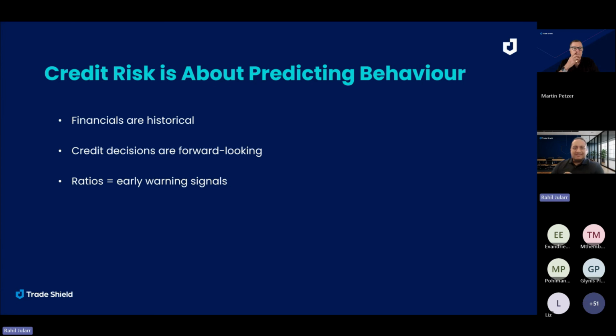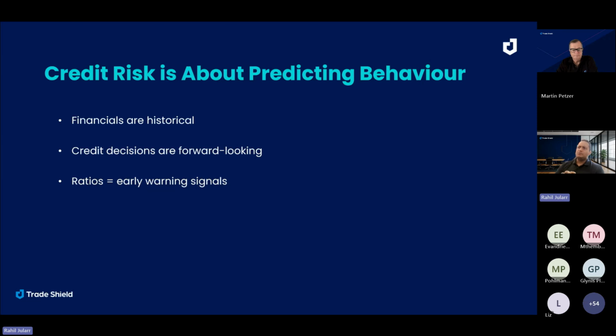So what is credit risk? Well, credit risk is all about predicting behavior. I need to be able to understand: if I loan this person money, or if I sell them goods on terms, will they pay me back? That is what credit risk is all about. What we're going to be focusing on today is particularly financial ratios, those that you get from annual financial statements, and we know that's a topic of conversation recently. What are these important financial ratios? And a little bit at the end is how TradeShield is going to be helping you, and how we are currently helping you do this.